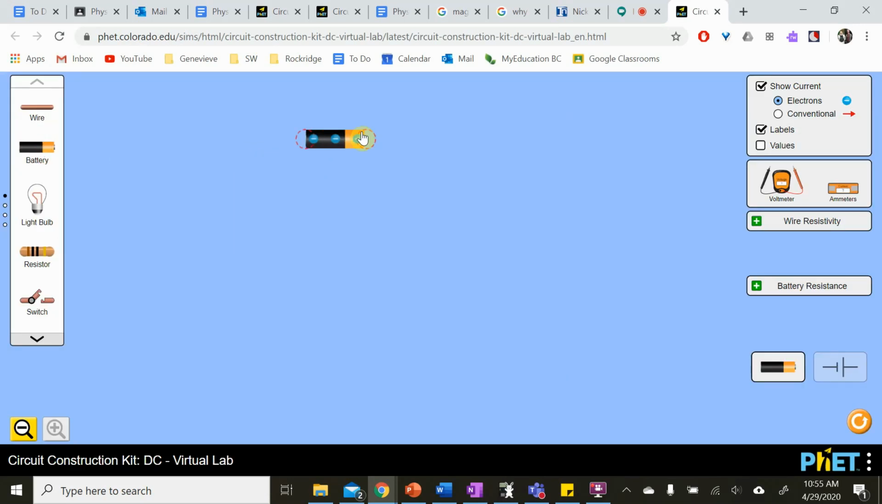So we're going to plug in here a battery, and we said we wanted a light bulb in here, and we are going to want a switch in here. Let's put the switch over here, and we're going to need some wires to connect it.